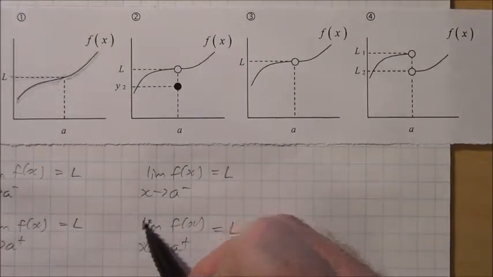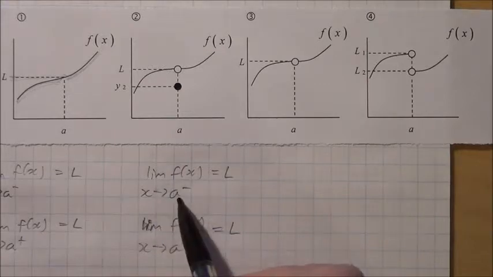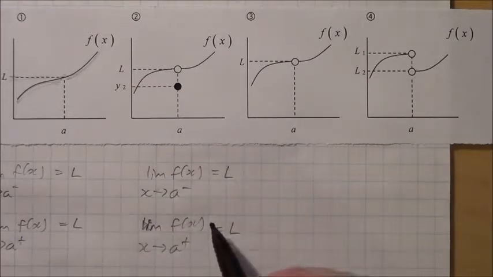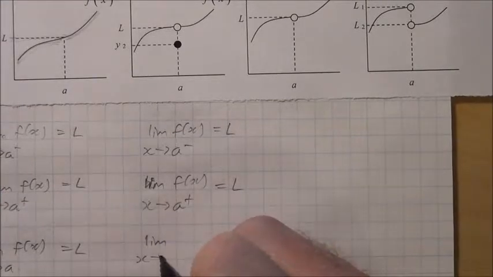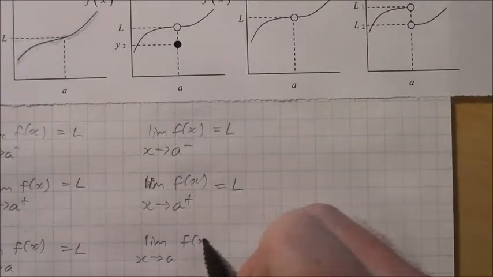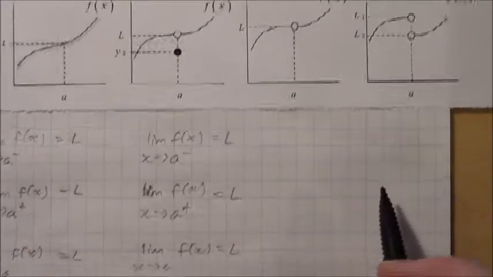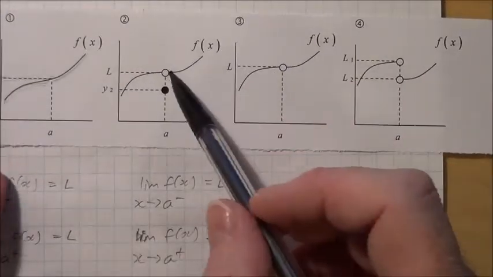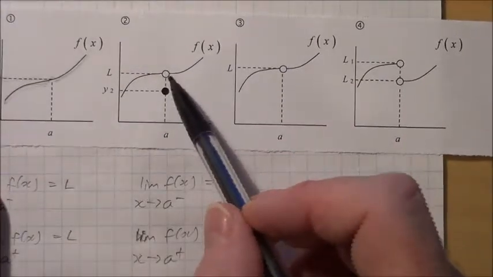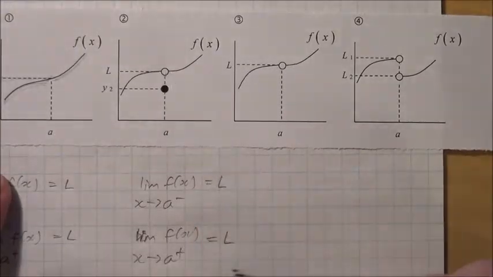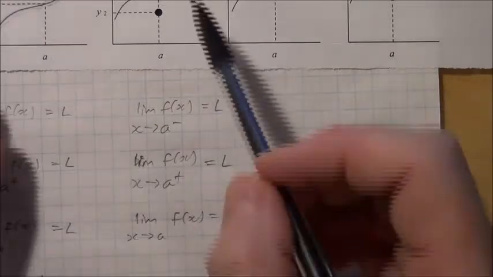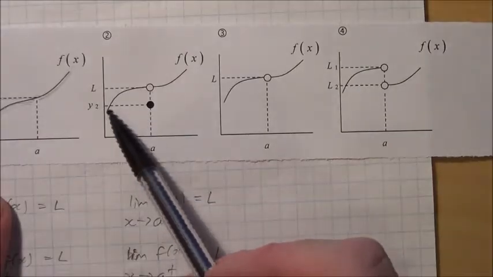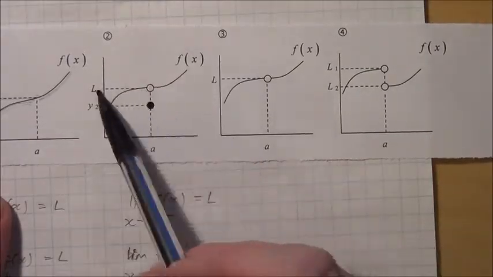So because the left-hand limit and the right-hand limit both equal L, then that means, in general, the general limit of f of x as x approaches a equals L. Now you may wonder, what happens here? This isn't even defined on that curve. So how can the limit exist? Well, the limit exists because both sides of the function are still approaching that same value.